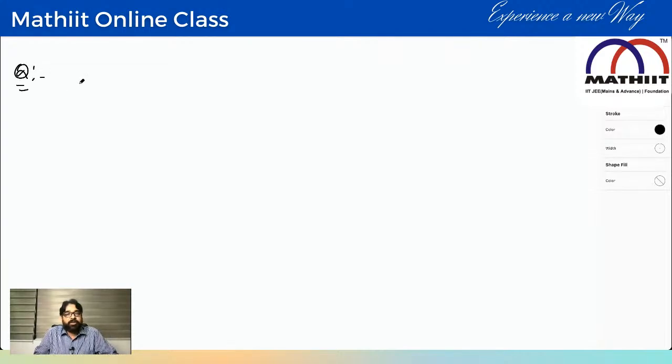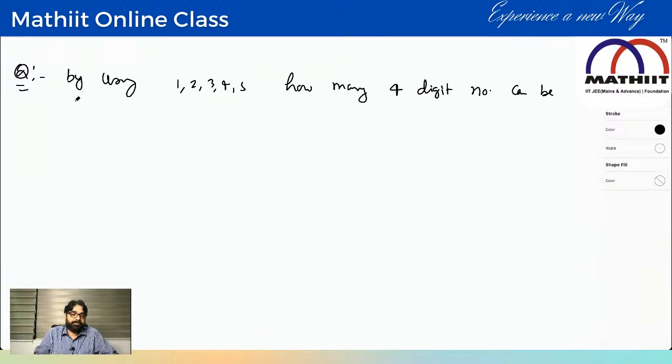Suppose I ask a question: by using 1, 2, 3, 4, 5, how many 4-digit numbers can be formed? No need of solving, I will solve. Don't try to solve. I have to teach you something here. What is counting here? We have to count how many 4-digit numbers are going to exist. Many numbers can happen, but they're saying using these digits only you have to form the number.